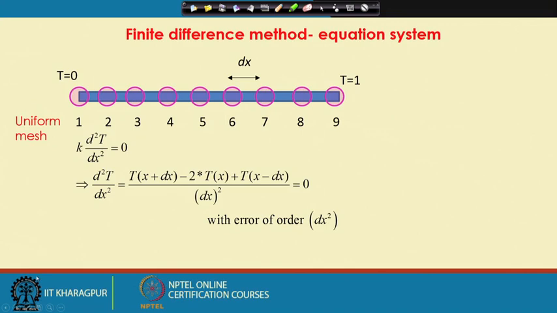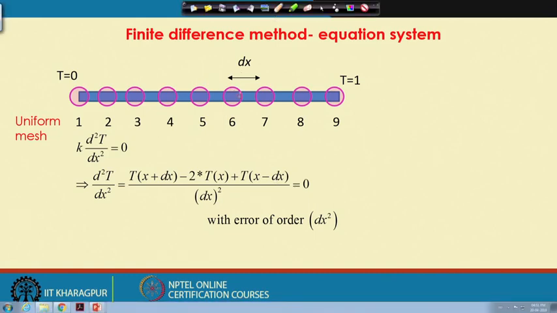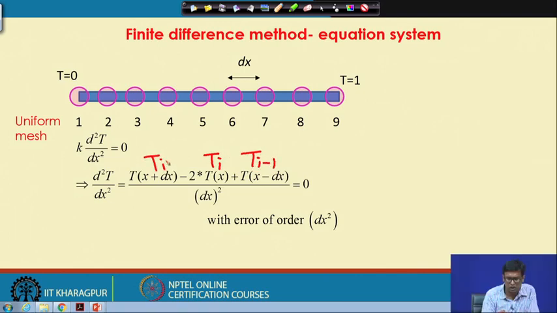So, this is what we are getting for a uniform mesh. d²T/dx² = 0 will give me (T(x+dx) - 2T(x) + T(x-dx))/dx². So, for any point i, if this is T_i, this is T_(i-1) and this is T_(i+1), and these two are the boundary points.